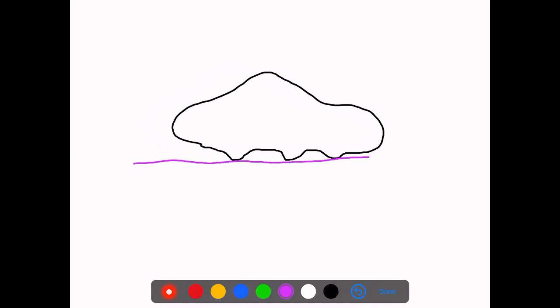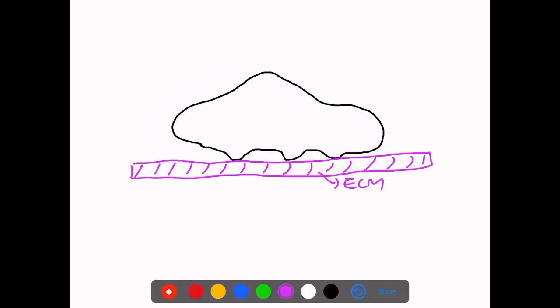Okay, and then let's say this is the ECM, and this is the cell. So the cell is, let's say, moving this way. As they move, they will protrude, right? And then they will also form another focal adhesion like this. In here you will see a lot of actin.